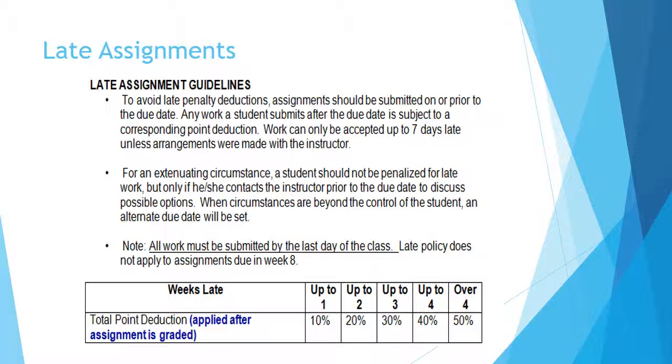So the penalties get progressively worse. Up to 2 weeks late are 20% off, 3 weeks late 30% off, 4 weeks late 40% off, and once you're over 4 weeks late, 50% off. Now this applies to work up until the last week. Once we're into week 8, the late policy doesn't apply. You can't turn in things 4 weeks late.